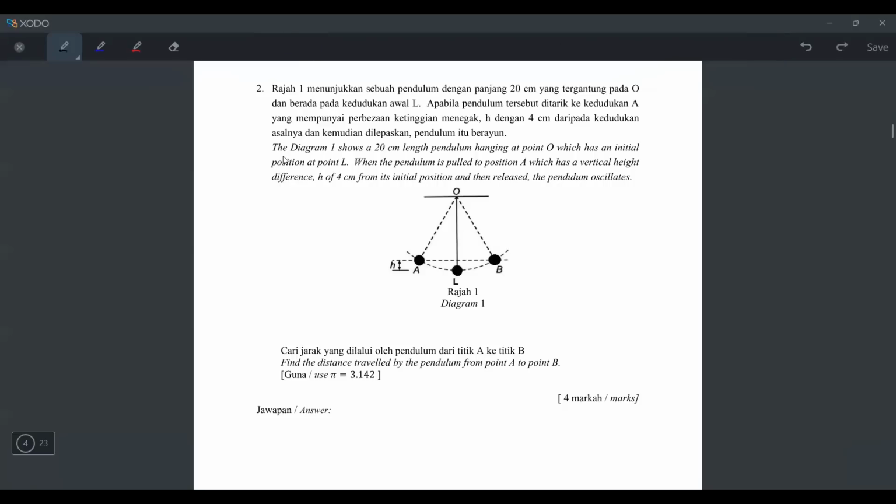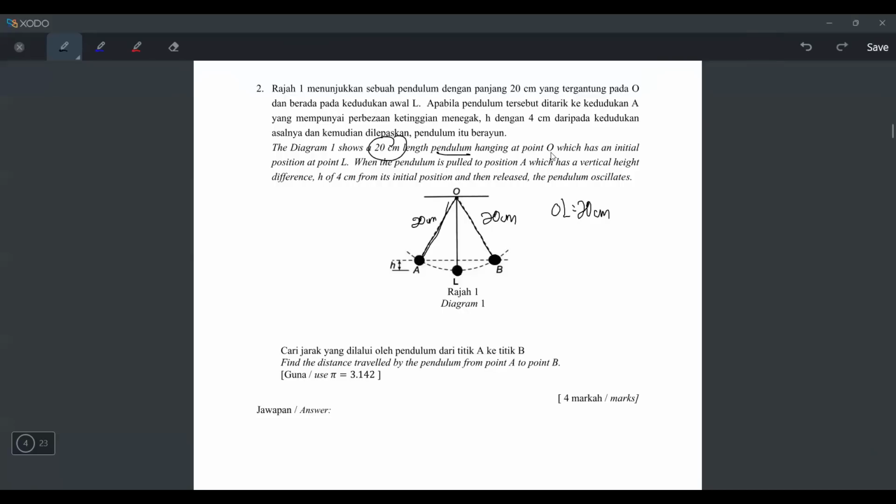So let's read the question first. The diagram 1 shows a 20 centimeter length pendulum. So this 20 cm will be the length of the pendulum. So I should say that here is 20 cm, here is 20 cm, right? This line 20 cm, this line is also 20 cm, and OL is also 20 cm, okay? So it's O until the L here. So OA, OL, OB, they are all 20 cm.